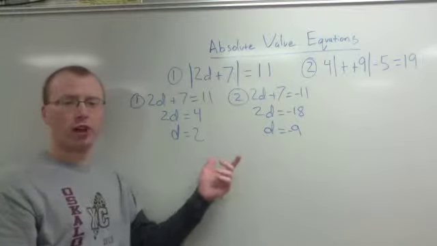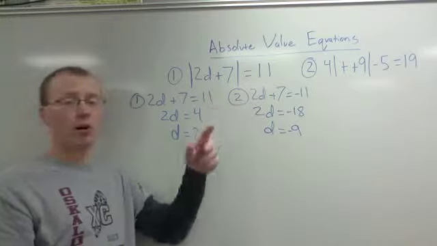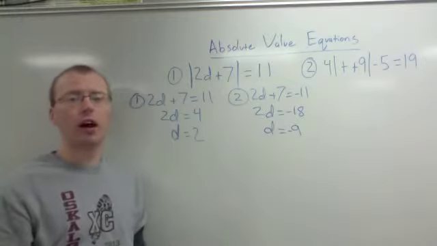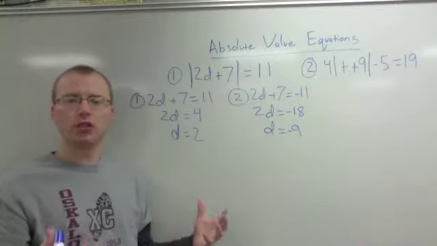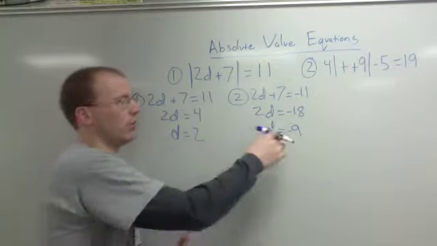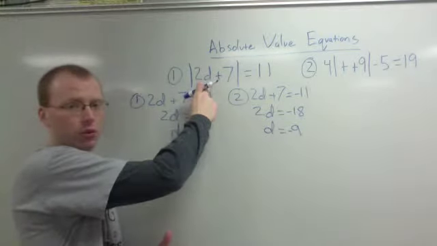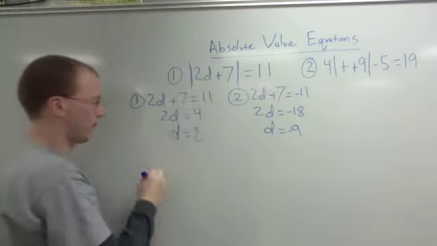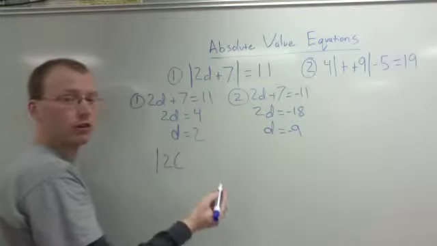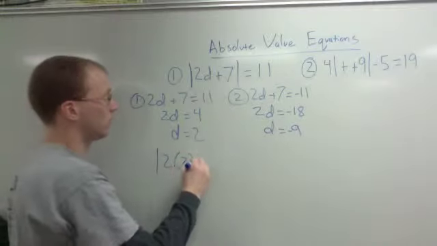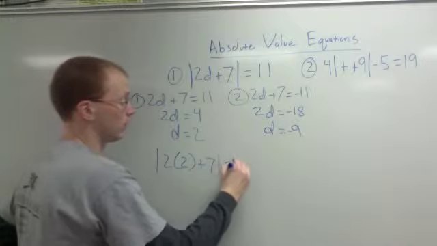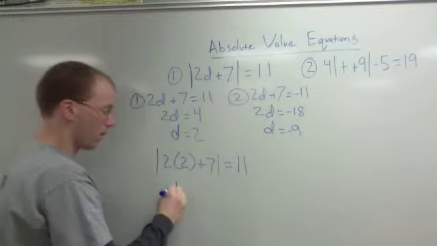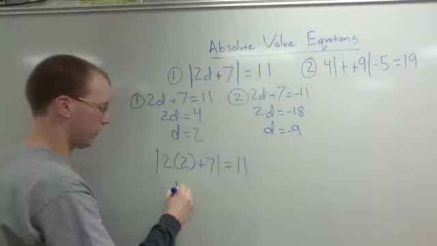Now both of these are potential answers for this equation. Both could work, one could work, or neither of them could work. So in absolute value equations, it's very important that you always check your answers. So you're going to plug both of these answers back into the original equation with the absolute value bars still intact. So I'm going to plug 2 in. Instead of being 2d, I'm going to have 2 times 2. Two times 2, we know is 4. 4 plus 7 is 11.